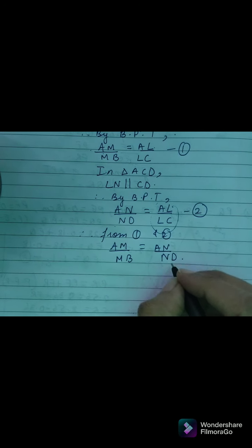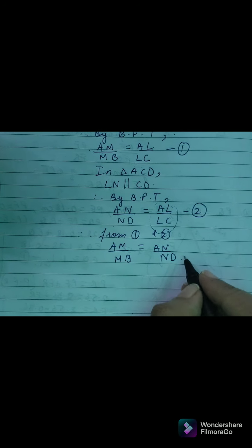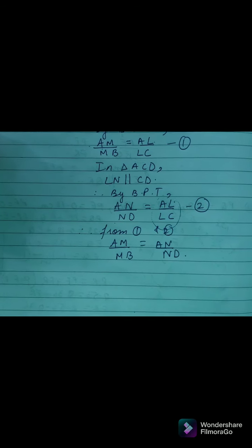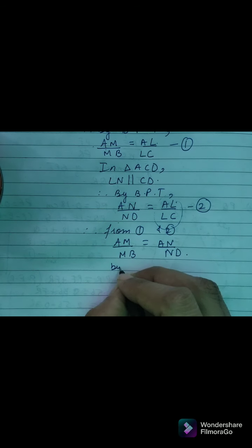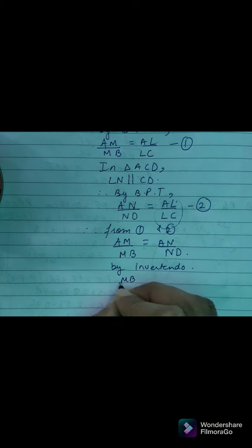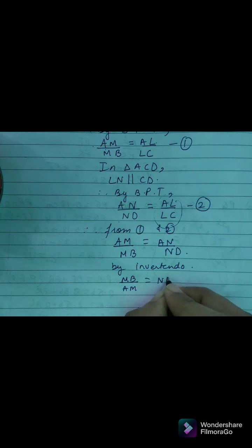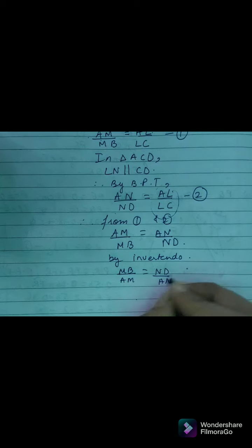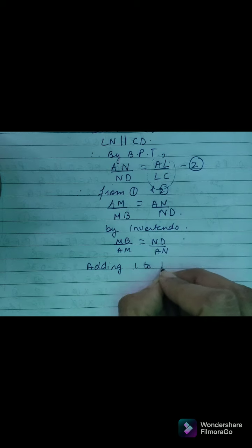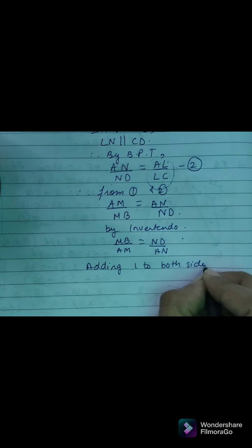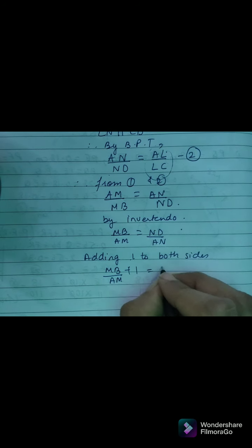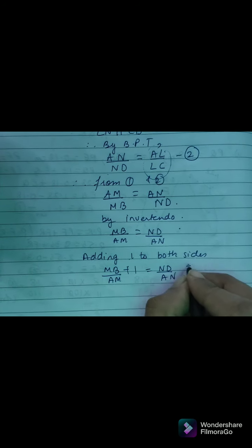Now after this, what I am going to do is I am going to do inverse. The denominator will go to the numerator and the numerator will come to the denominator. Okay, so I can say by invertendo, I'll get MB upon AM is equal to ND upon AN. Now I'm going to add 1 to both sides. What do I get? MB upon AM plus 1, ND upon AN plus 1.